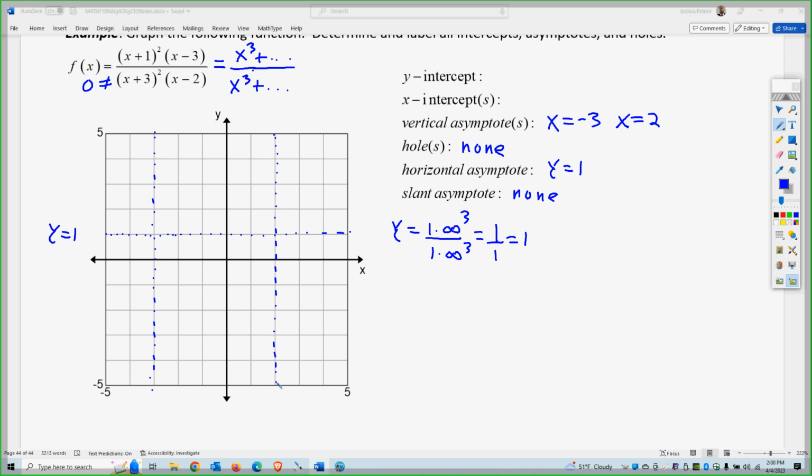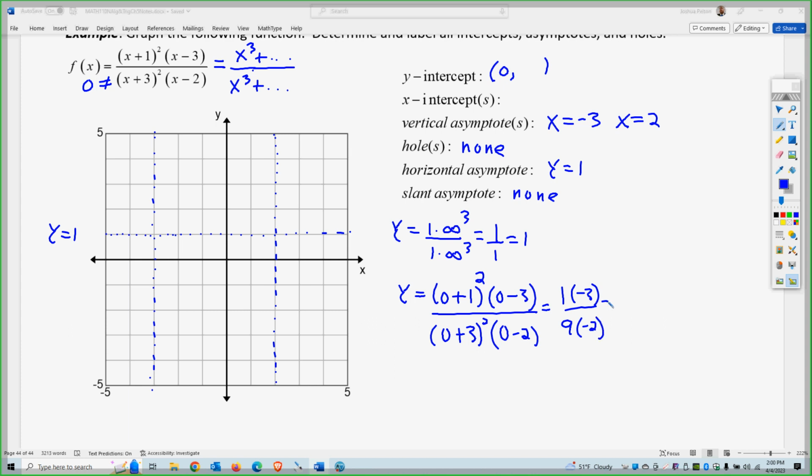So now we just need our intercepts. If I'm finding the y-intercept, then x is 0, right? So if I plug that in, I'm going to get y equals (0 plus 1) squared times (0 minus 3) on top. On the bottom, (0 plus 3) squared, and then (0 minus 2). So I'm going to get 1 times -3, right? And then 9 times -2, correct? So that's 3 over 18, so 1/6. All right, so (0, 1/6), I have a coordinate.